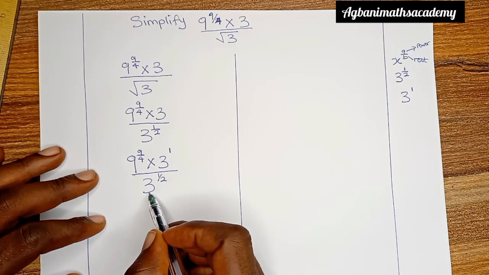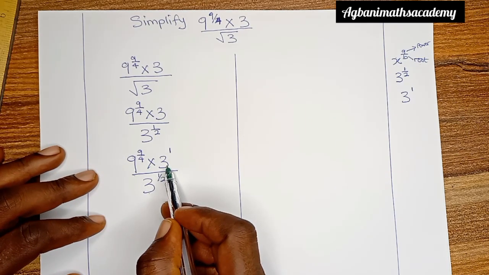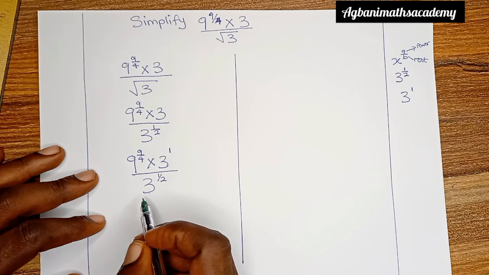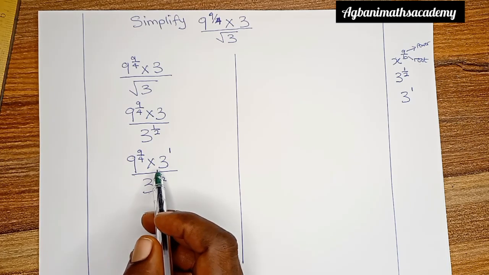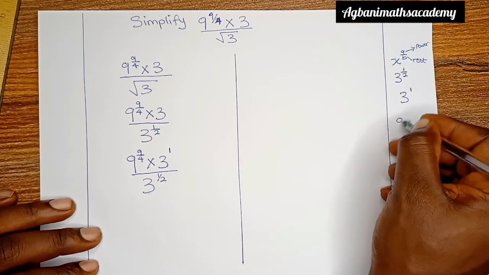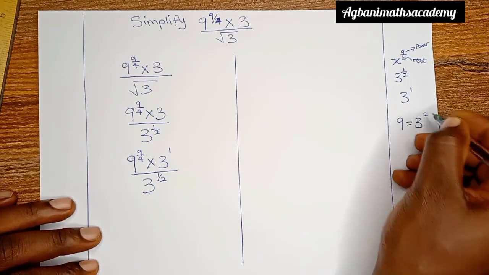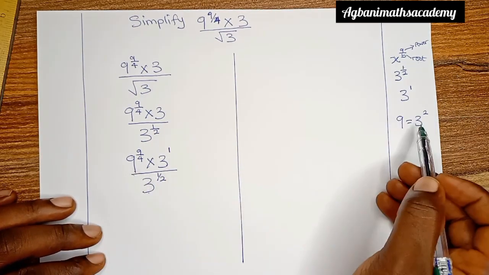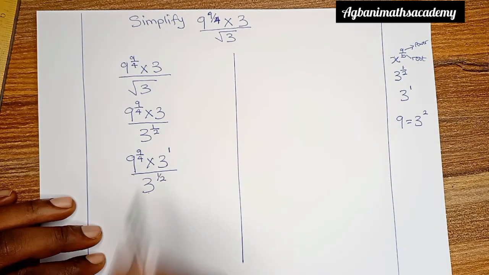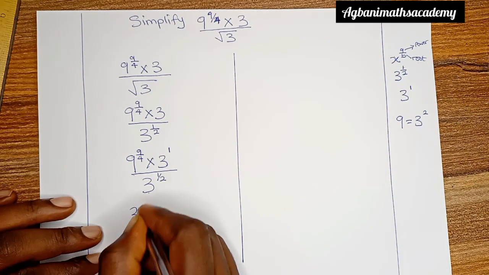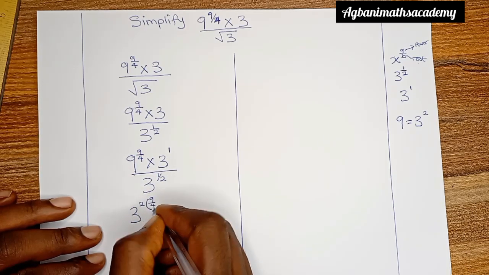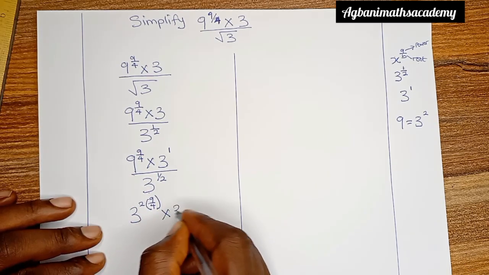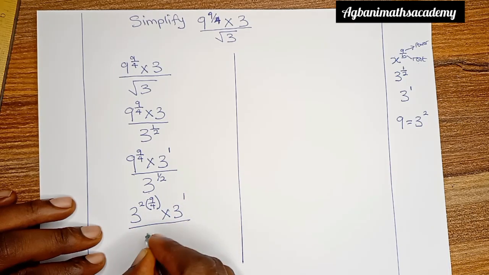So here we have a base of 3. Here we have a base of 3. But here we still have a base of 9. So we can convert this base of 9 to have a base of 3. Remember, 9 is equal to 3 raised to the power 2. So instead of having 9 here, we can replace it with 3 raised to the power 2. So let's introduce that. So we have 3 raised to the power 2 into 9 all over 4 multiplied by 3 raised to the power 1 all over 3 raised to the power 1 all over 2.